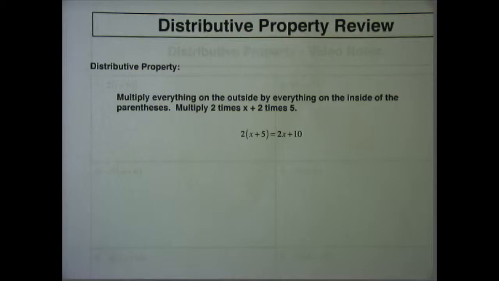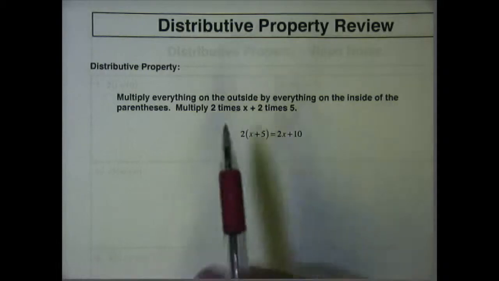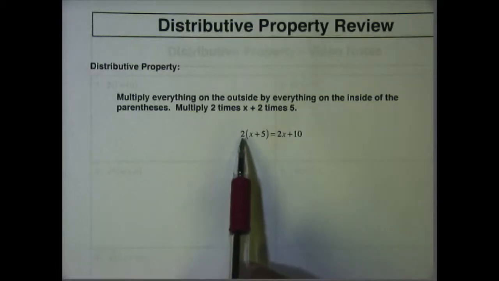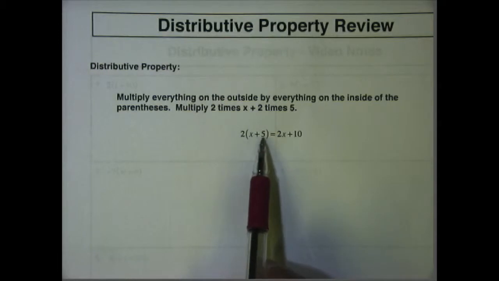However, I do want you to try this lesson and try the homework and do your best on it, because some of you will pick up on it fairly quickly. The distributive property is actually very simple. It just says that we're going to multiply everything on the outside of the parentheses, which here in this case is 2, by everything on the inside of the parentheses, which in this case is x plus 5.